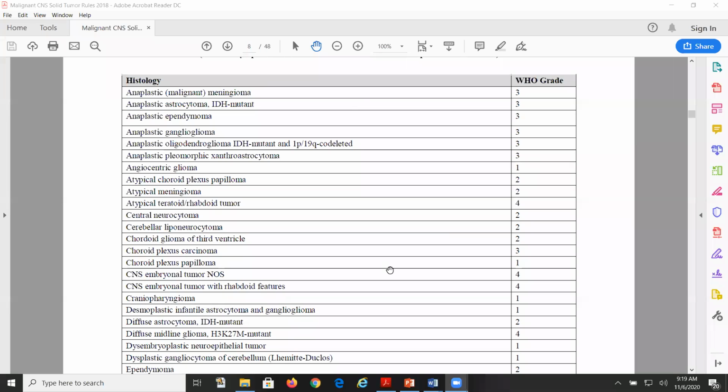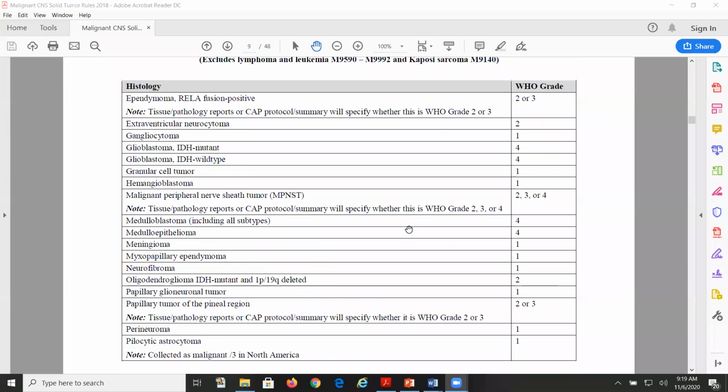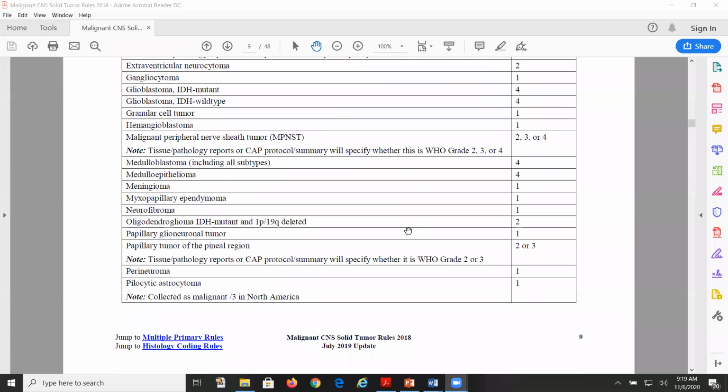If you have a clinical diagnosis, you can code the WHO grade. If you know the specific tumor type as stated in this table, you can code that WHO grade in grade clinical. Remember though, however, you can only code a grade in the pathological grade field if a resection has been done. And there's all your histologies.